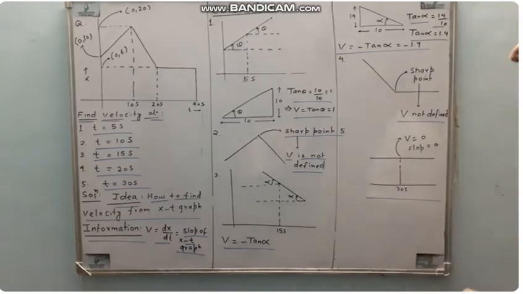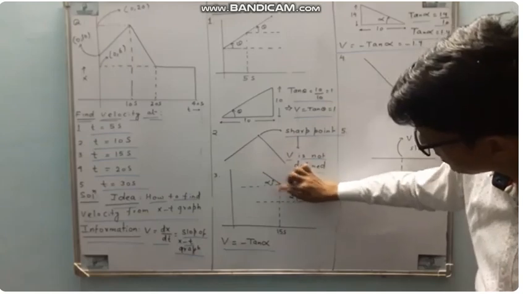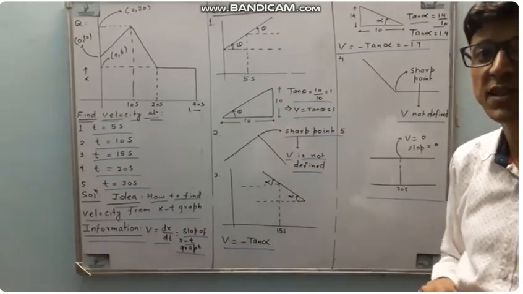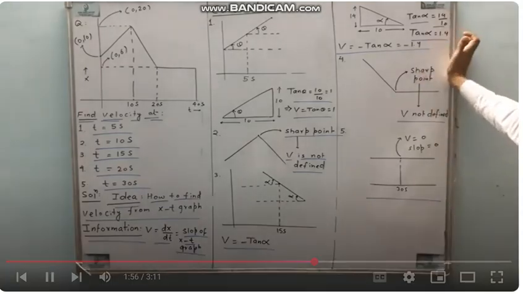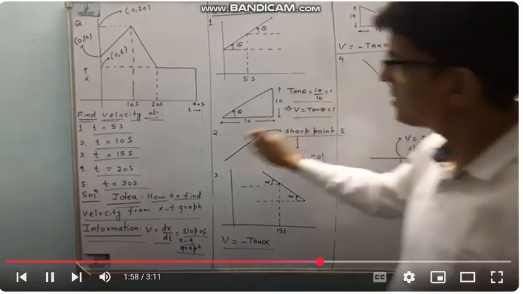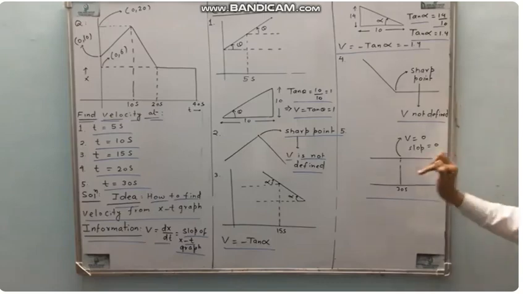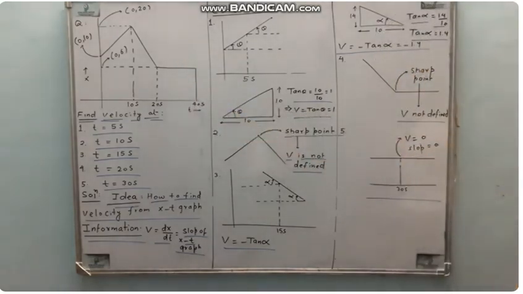The third is at t = 15. At t = 15, you draw a tangent to that. This angle is alpha, this is tan alpha. Since the angle is in the clockwise sense, velocity will be minus of tan alpha, and we can calculate that as minus 1.4. For t = 20, we again have a sharp point, so velocity is not defined here. And at t = 30, since the angle is 0, velocity will also be 0.